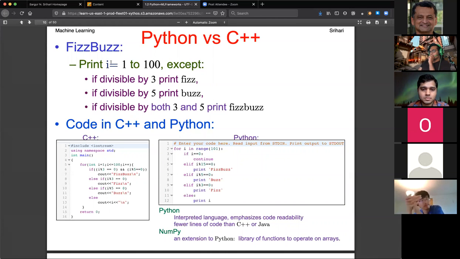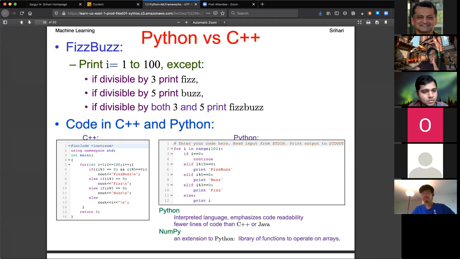It's a children's game where they go around saying numbers 1, 2, 3, 4, 5, 6, 7, 8, 9, 10 like that, and take turns giving the next number. But they have to say fizz if the number is divisible by 3, and they have to say buzz if the number is divisible by 5.